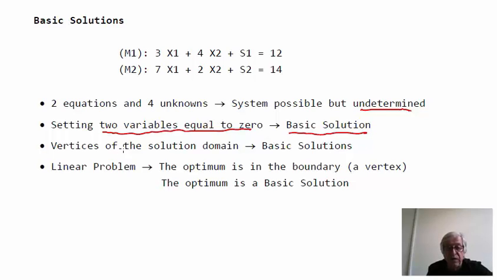And what can be shown is that, in fact, the vertices of the solution domain are basic solutions. We also know that since we have only linear expressions, the linear problem will have a solution in the boundary. That means the optimal is a basic solution, and this is the base for the numerical method that we will see in the next lecture.